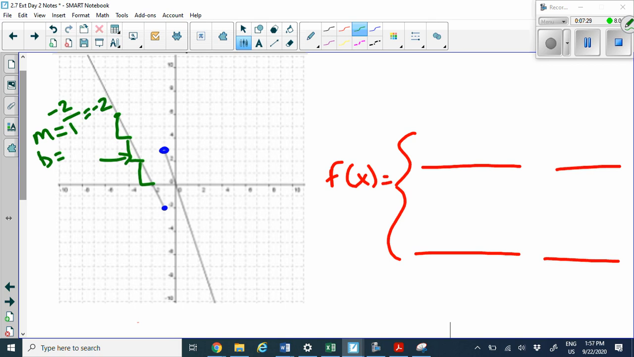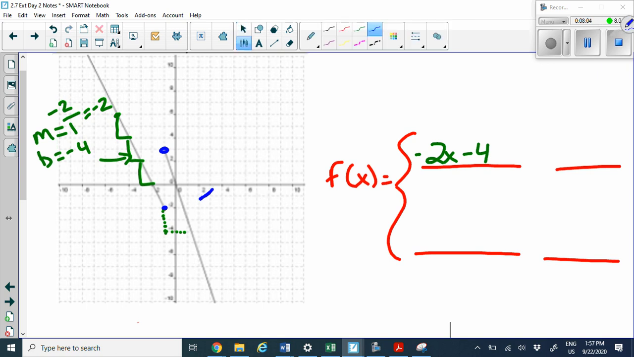Now, this is where we get a little bit tricky. Notice that this line really doesn't cross the y-axis, so in order to find the y-intercept, we actually have to continue this line. I'm going to use that same slope of -2 over 1 and figure out my y-intercept. I go down 2 and to the right one. It looks like I cross at -4. So my equation here is -2x minus 4.